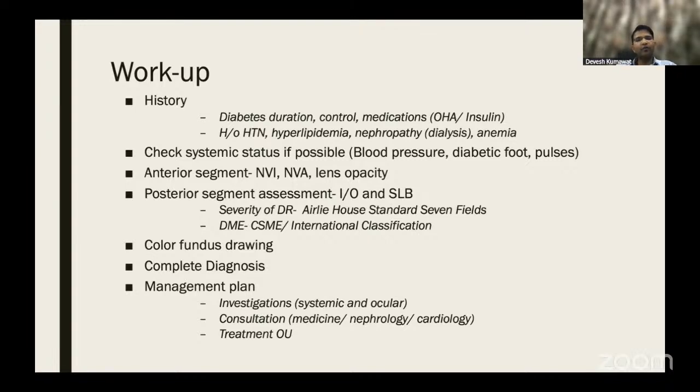Then you have, as I've already told, the anterior segment examination in terms of neovascularization of iris or angle and lens opacity, because often diabetic patients can have premature nuclear sclerosis and cortical cataracts. That could interfere in the assessment, or may be relevant in the management of the patient. Then you come to the posterior segment examination.